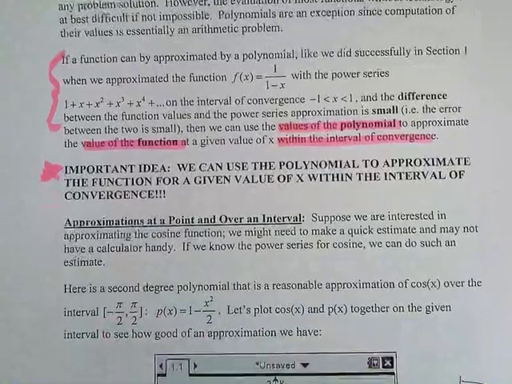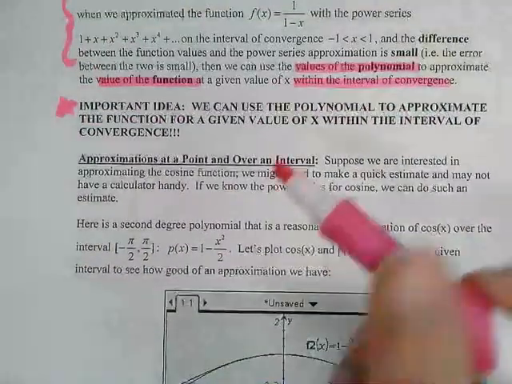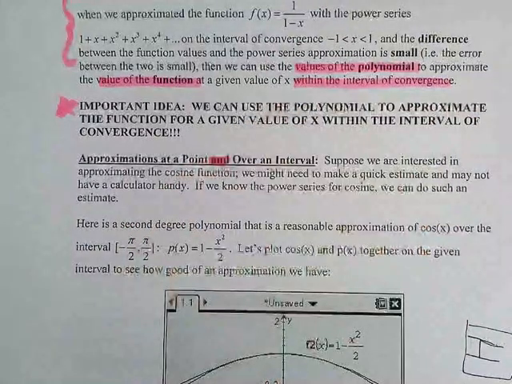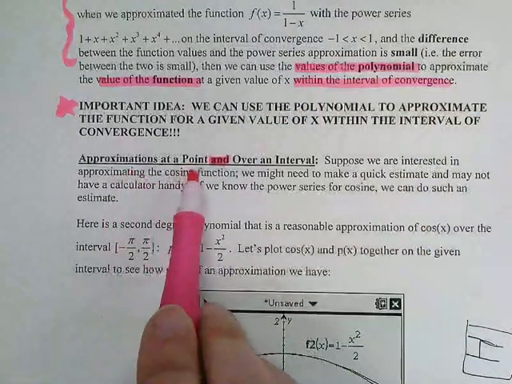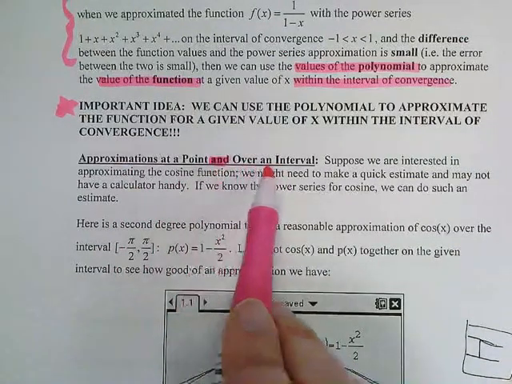This is how we do this. So approximation at a point and over an interval. Don't forget that. It's not or, it's and. So we can approximate at a point and it must be over an interval.